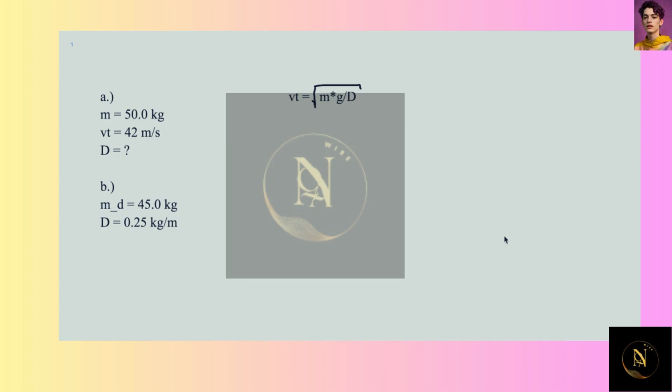Okay, this is question 542, which tells us to refer back to example 518, where we have a skydiver moving at terminal velocity. And we are asked what value of d is required to make the terminal velocity equal to 42 meters per second for the skydiver. This is for part A.